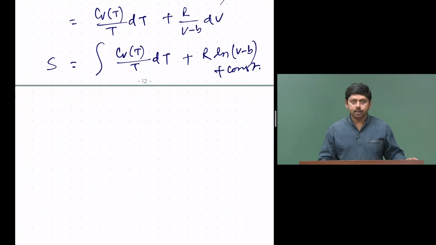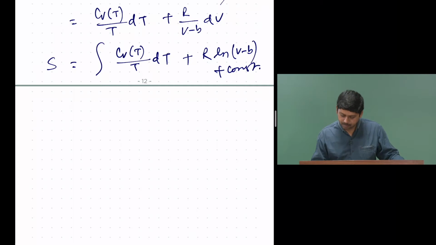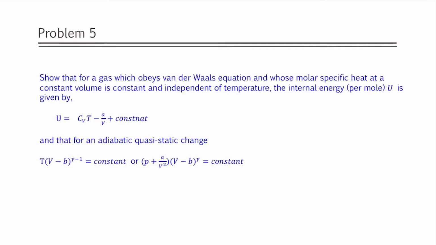Okay. So, that finishes this problem. Now, we will go to the next problem. So, let us do problem number 5. In problem number 5, we have to show that for a gas which obeys van der Waals equation and whose molar specific heat at constant volume is constant and independent of temperature, the internal energy U can be given by this.